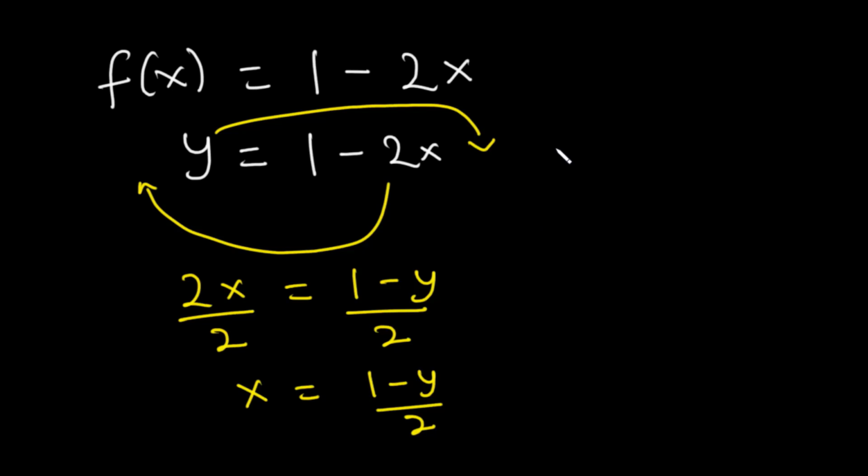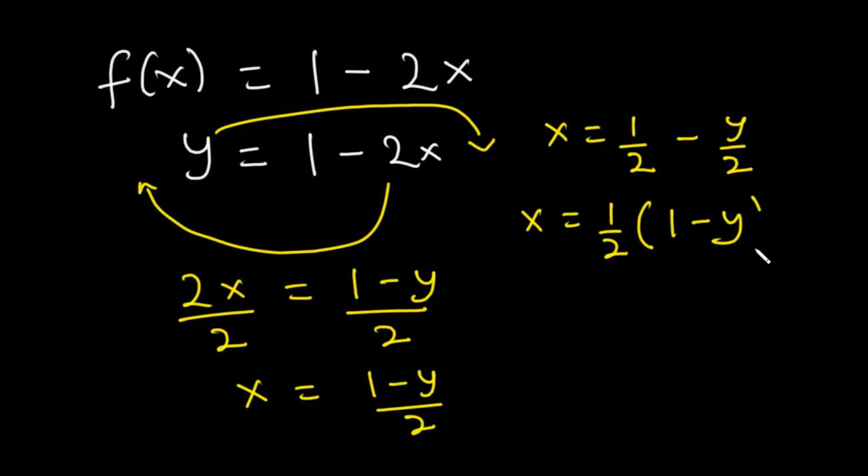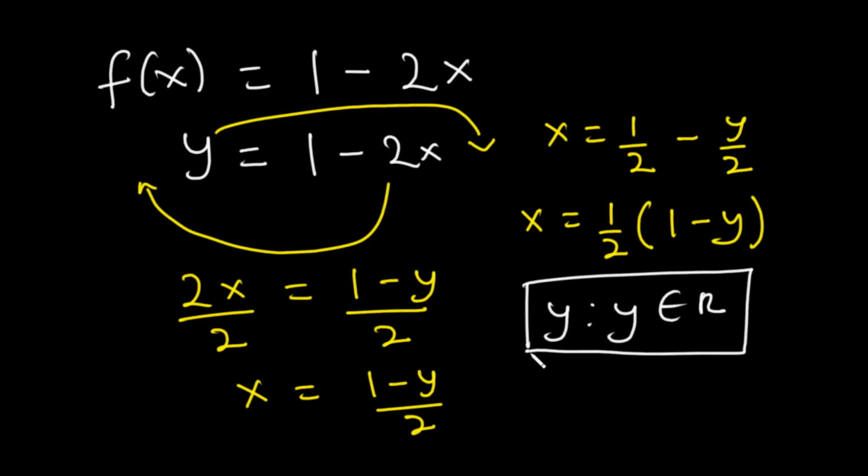Now (1 minus y) over 2 is equal to 1 over 2 minus y over 2. We can factor out 1 over 2. So x is finally going to be 1 over 2 into brackets 1 minus y. Since any value of y will make the function defined, then we can say that y is such that y is the set of all real numbers, and this happens to be the range of the function.